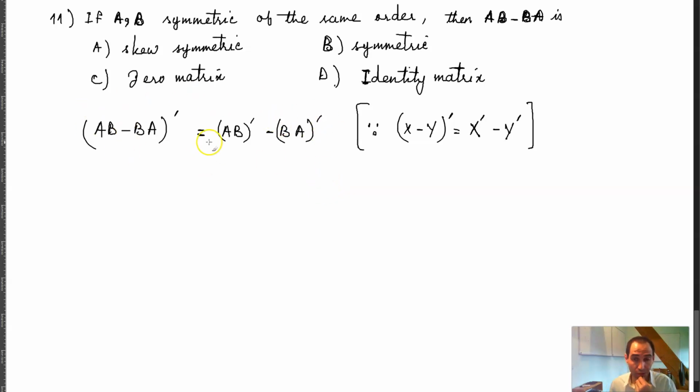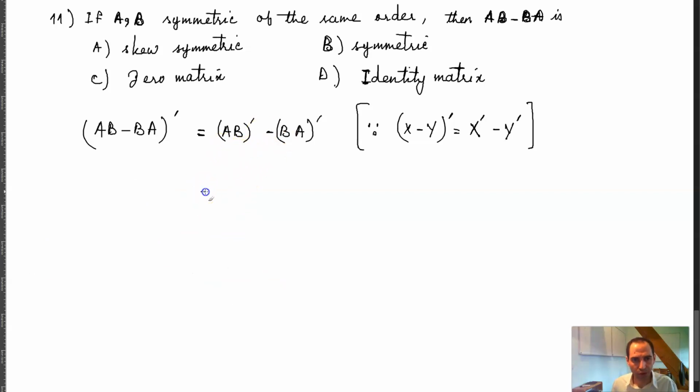I'm doing this because we have two definitions here. In a symmetric matrix, we know that A is equal to A prime. In a skew-symmetric matrix, we know that A prime is equal to negative A. Now we need to know if you take the transpose of this matrix, what is it going to be equal to, right?